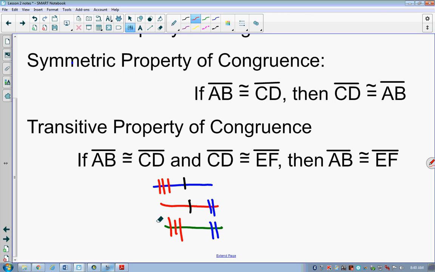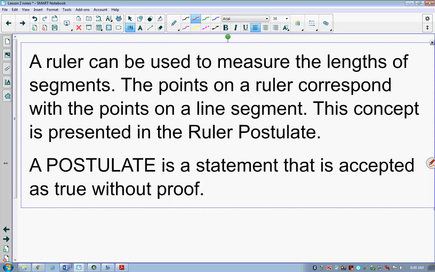Does that make sense? We can follow that? Okay, so those are some ones that you're going to want to know. A ruler can be used to measure the lengths of segments, obviously. The points on a ruler correspond with the points on a line segment. This concept is presented with what is called the ruler postulate.